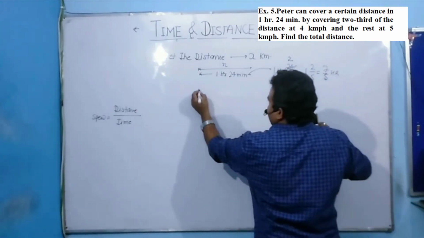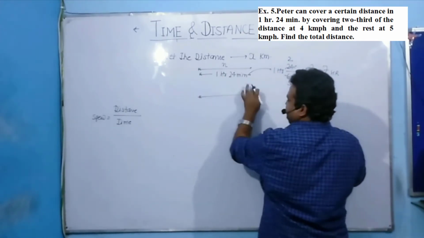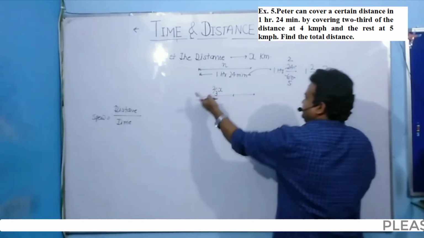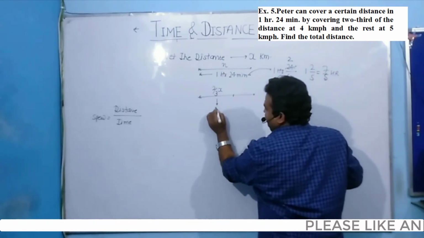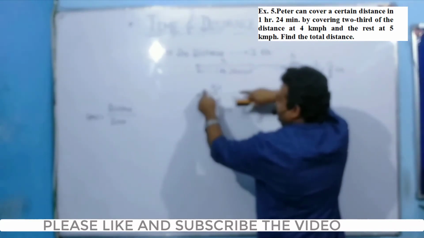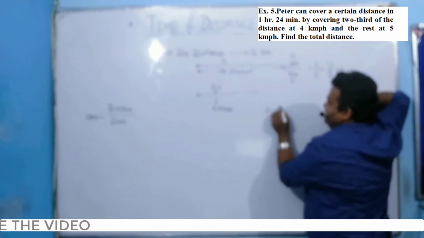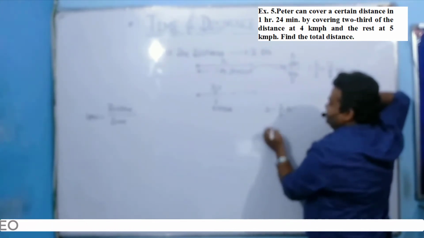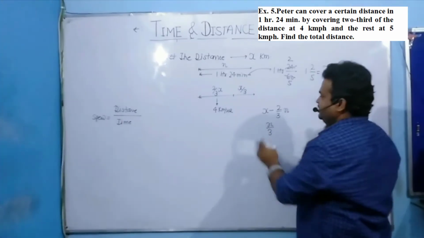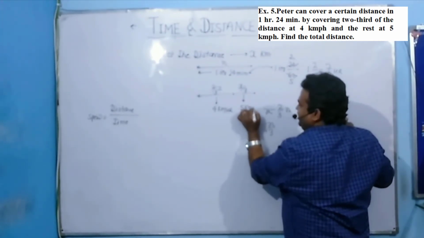what does the question mention? The question mentions that he covered 2/3 of the distance, where the total distance is x. So 2/3 of the distance he covered with 4 km per hour. And what is the remaining one? If this is x, 2/3 is already gone, so the remaining distance is x minus 2 by 3x. So this is 3x minus 2x, x by 3. So this is the remaining distance. And this remaining distance Peter covered with a speed of 5 km per hour.